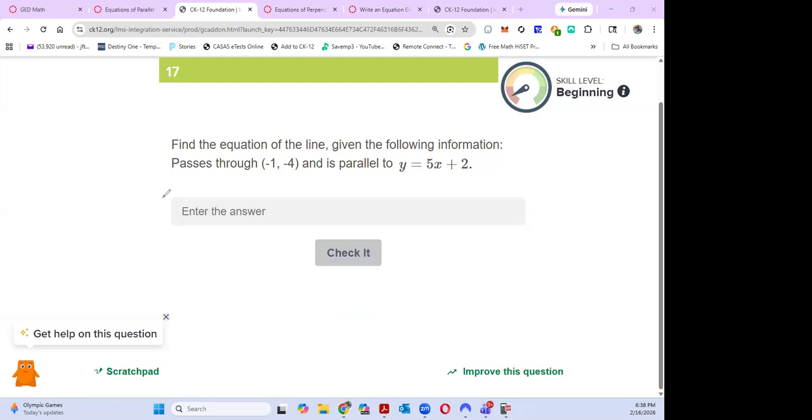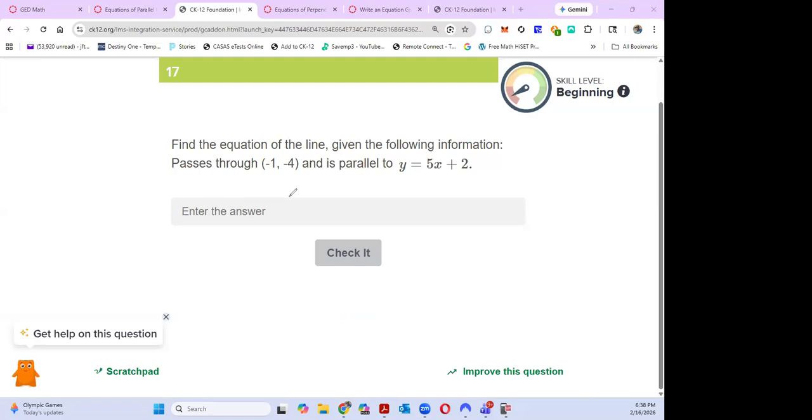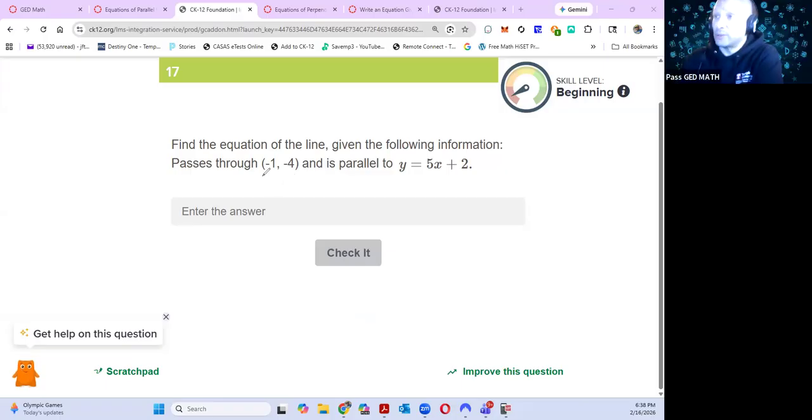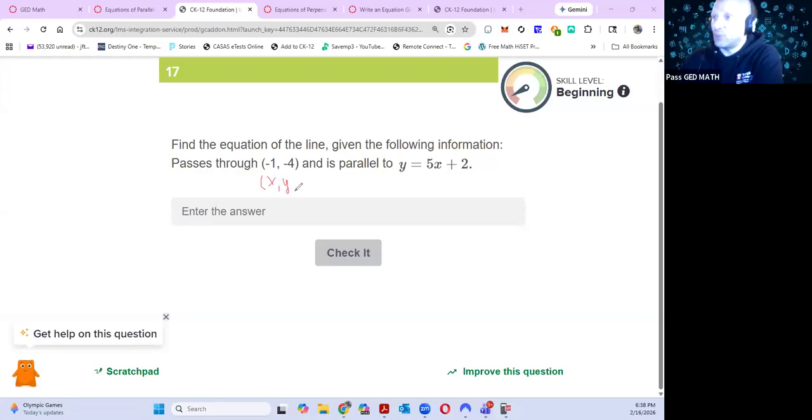Anybody can answer. It doesn't matter. They gave us a point. When they give us a point, what are they giving us? A what and a what? An x and a y. So they gave us a point. We got an x and a y. What else did they give us?